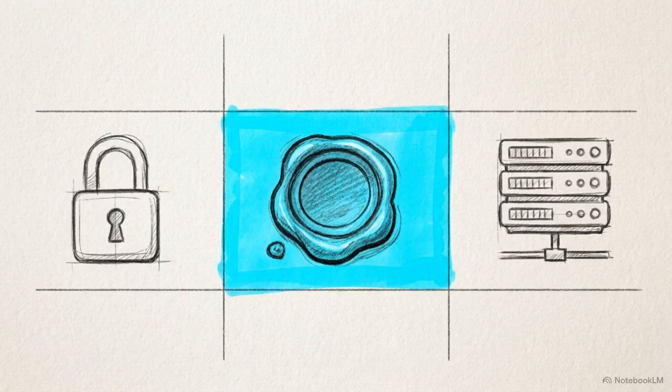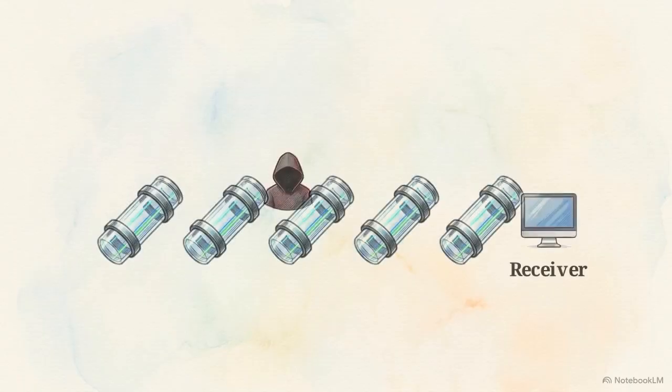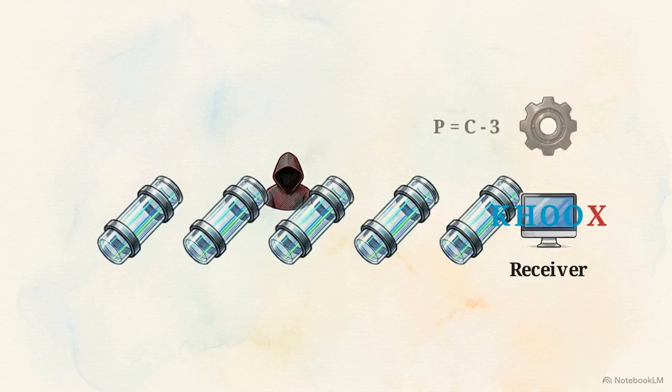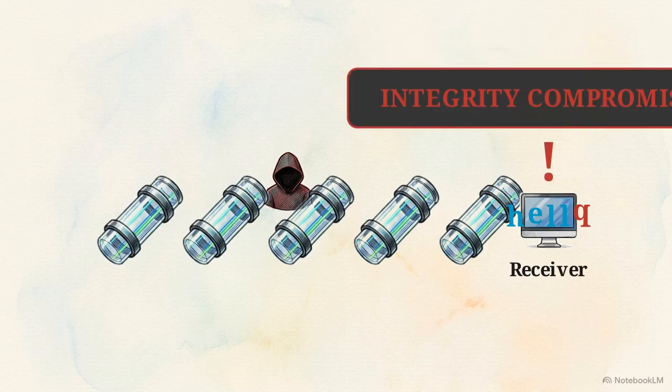Moving down our matrix, we hit the second goal, integrity. This is where we protect data from active network threats. Look at the center column of this taxonomy chart. Active attackers will try modification, intercepting and altering the message, or masquerading, where they impersonate a trusted sender. A basic additive cipher ignores this threat. An attacker can flip a few scrambled characters in transit, and the receiver will decrypt and execute corrupted instructions without any way to detect the change.